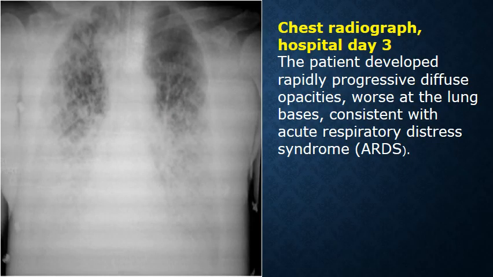Anyway, this is the chest radiograph, the chest x-ray in the hospital, of the patient on day 3. Look at it. There is progressive diffuse opacity, especially here in the base of the lung. It is consistent with adult acute respiratory distress syndrome, which is the serious and severe complication of this coronavirus infection.